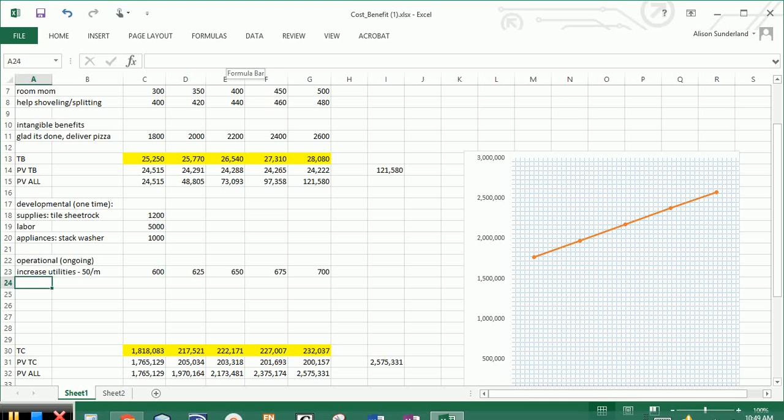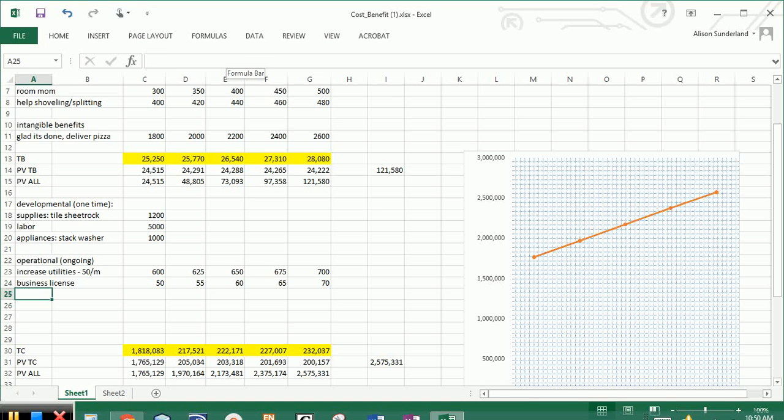The next ongoing cost is going to be a business license. In my town, if you're going to be making money out of your home, which includes renting out the space, you have to have a business license. I believe that costs $50 a month, and I'm going to be generous by saying that it will increase in price by $5 a year over 5 years.